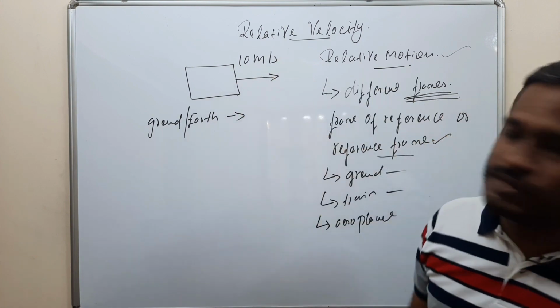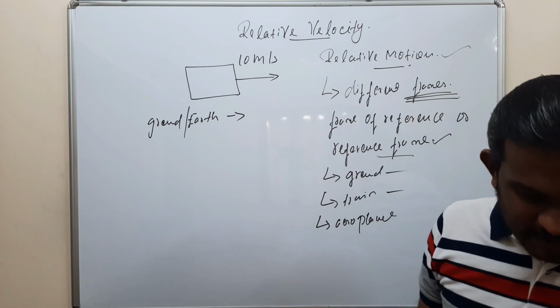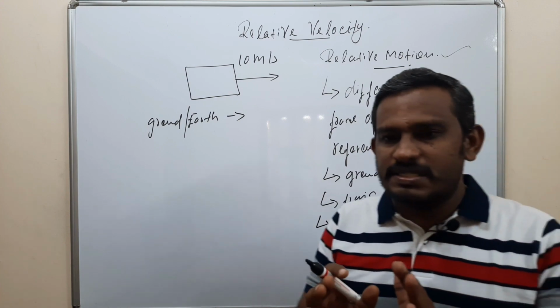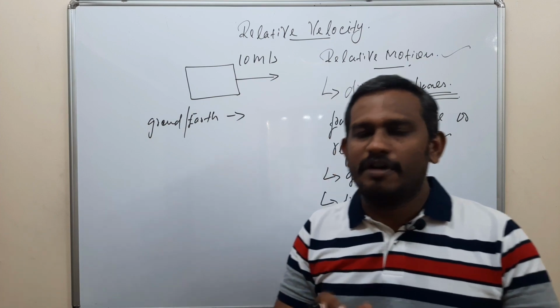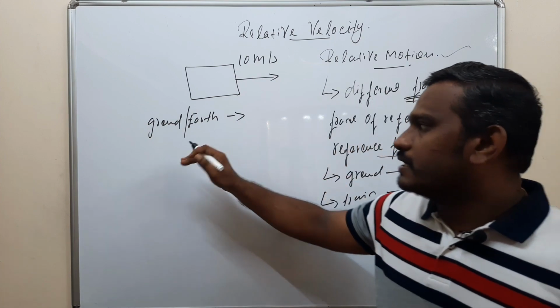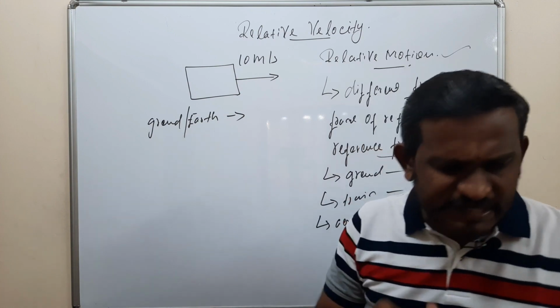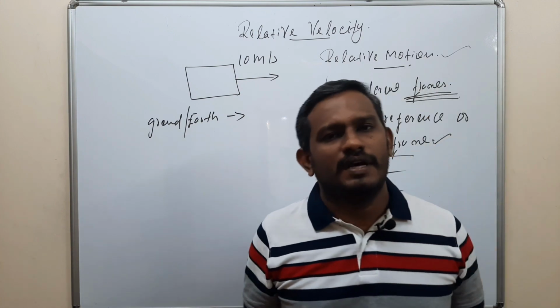Suppose a body is moving with 10 meter per second. What is the meaning? That velocity is with respect to some frame of reference. Normally, we consider ground or earth as the frame of reference.